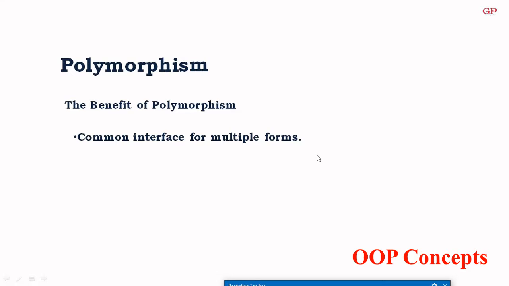Coming towards the next feature of object-oriented programming, which is polymorphism. There are so many benefits of using polymorphism. One of the benefits is a common interface for multiple forms. So it is the use of a common interface for multiple forms, or we can say data types. It is also considered as many forms. So it means the same name function can be used for different types.